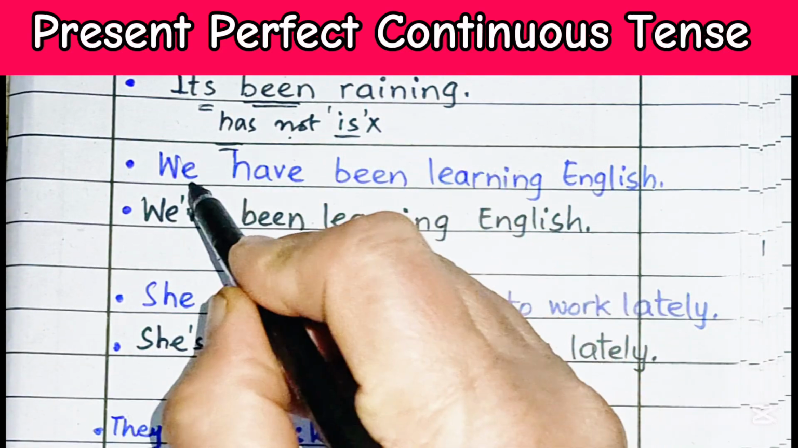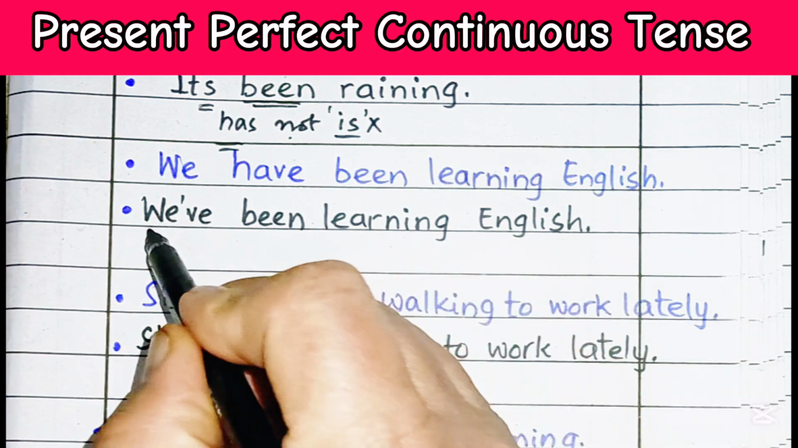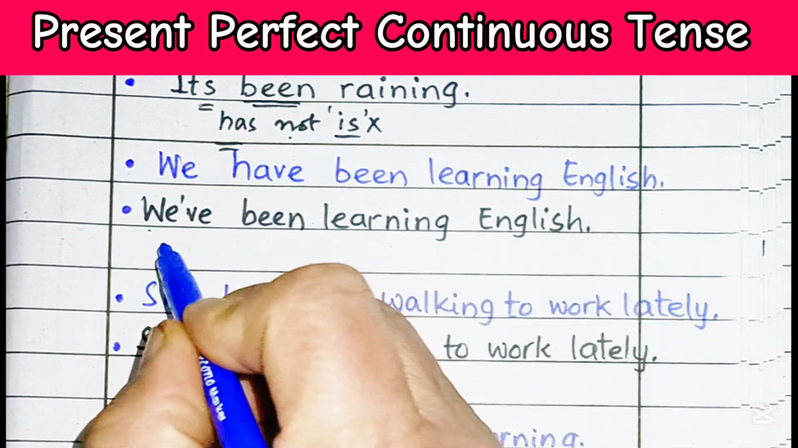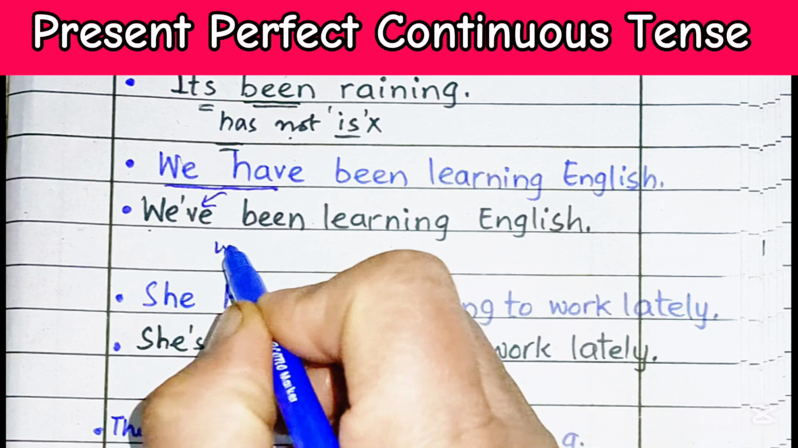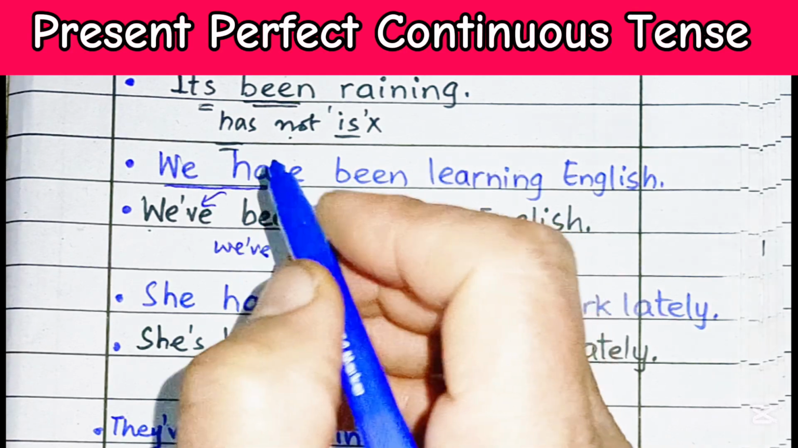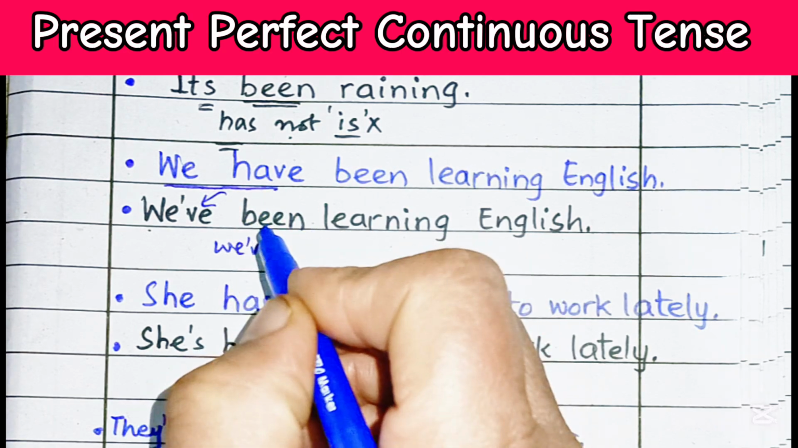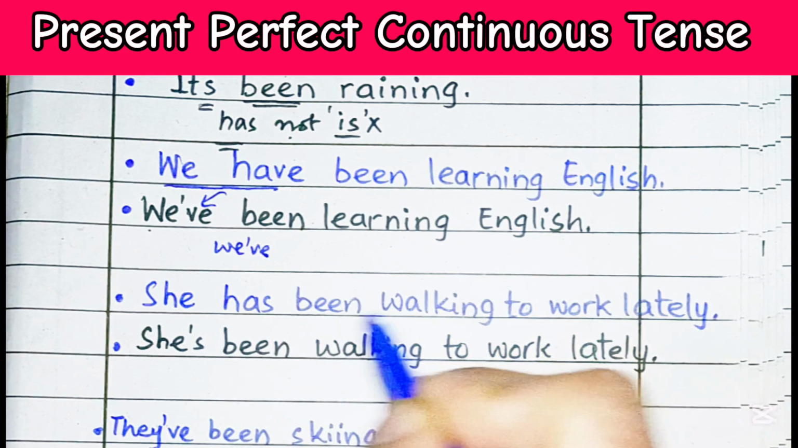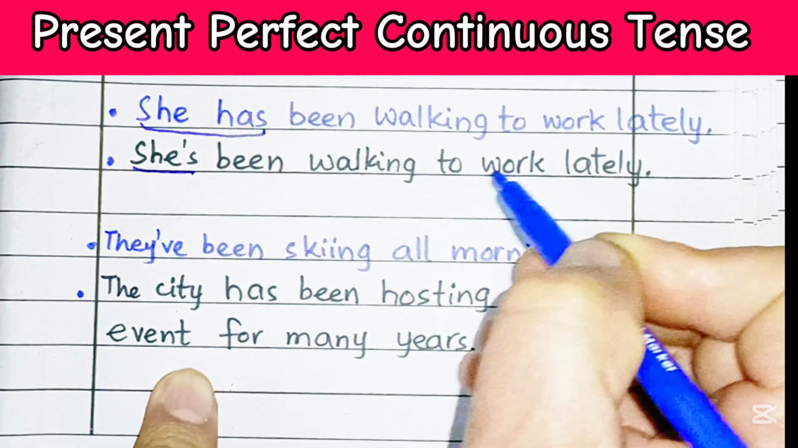So if I say we have been learning English, then we have to contract it like that: we've been learning English. So we have is contracted into we've. We've been learning English. She has been walking to work lately. Over here, these two are to be contracted, and she's been walking to work lately.